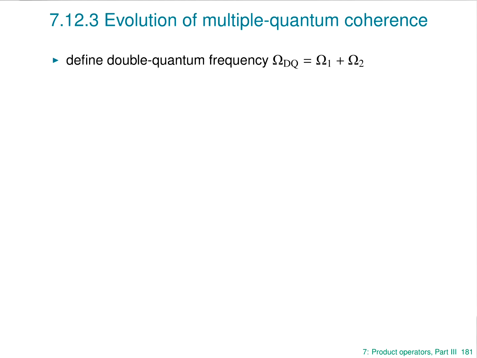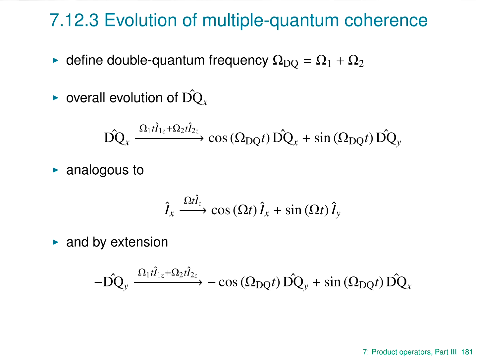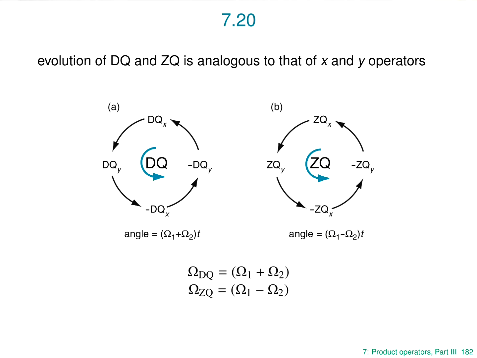So if you define omega DQ as the double quantum frequency, then that evolution, which started out as a bit of a nightmare, now looks a lot simpler. In fact, it looks rather familiar. It's just the evolution of x into y. And it's absolutely, completely analogous to this evolution of Ix into Iy that we did right at the beginning. And you won't be surprised to find that if you take DQy and you allow that to evolve, it evolves into DQy and DQx. So in fact, this evolution of double quantum can also be represented by yet another one of these diagrams. There is DQx evolving into DQy, and the angle is omega 1 plus omega 2 times t.